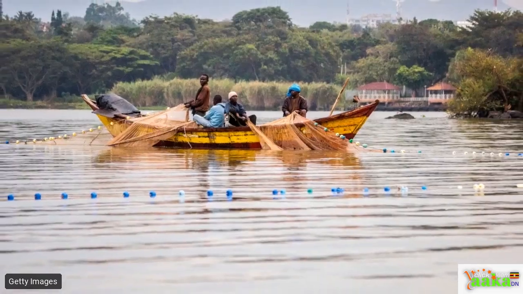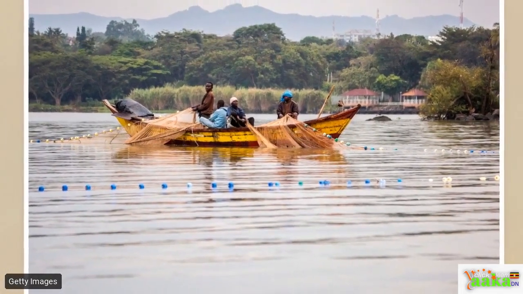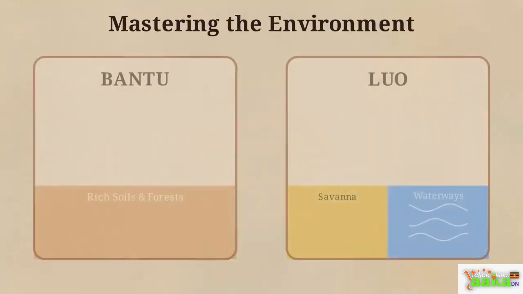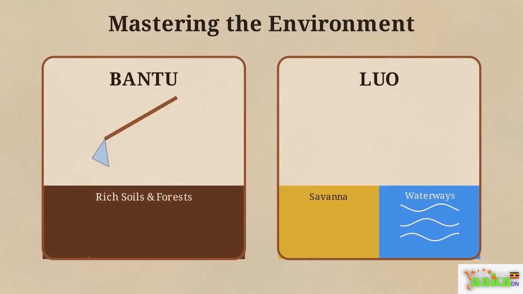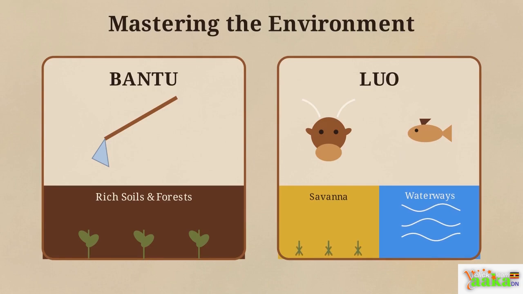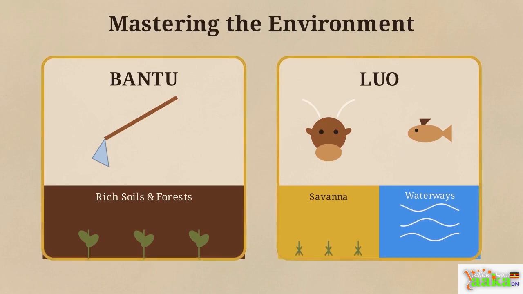Since they moved along the waterways, they also brought advanced fishing methods that helped them thrive along the lakes and rivers. These groups succeeded because they had exactly what the land demanded. The Bantu used iron to master the rich soils and forests, while the Luo used their cattle and fishing skills to master the savannas and waterways.